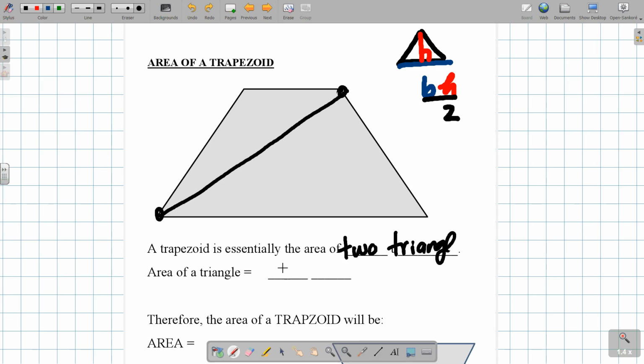Area of a triangle is base times height. So in this diagram, the height would be here for that bottom triangle, and the height for the upper triangle is right here. Notice the height is still the same for that triangle. Problem is the bases are different.